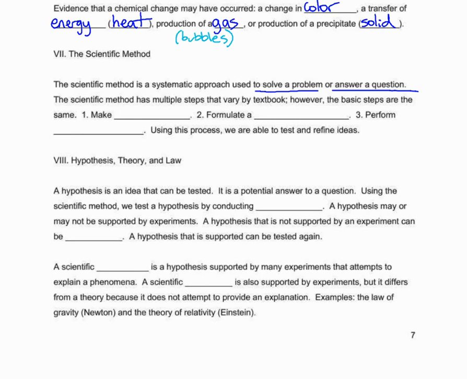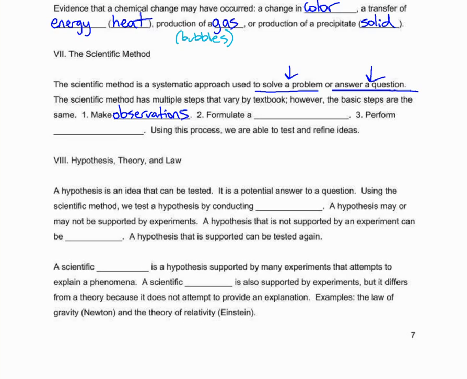The scientific method has some steps, and it all depends on what textbook you're reading as to what the exact steps are. But just to boil it down, first thing, you need to make observations. And the reason that I say you have to make observations first, if you are trying to solve a problem, you have to observe that there is a problem. If you want to answer a question, you have to observe that there is a question to answer. That's why I put make observations first.